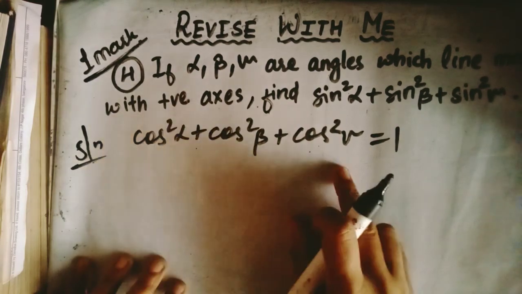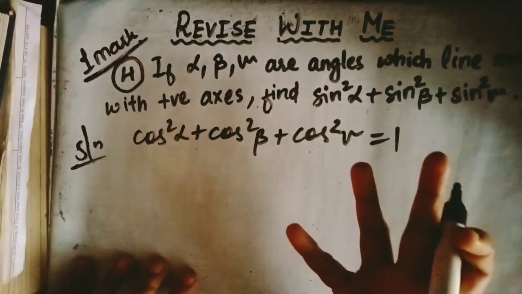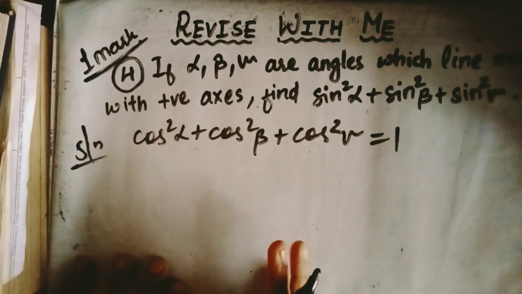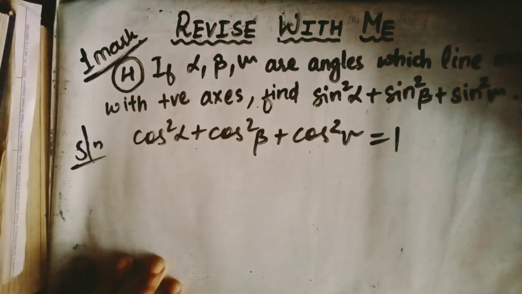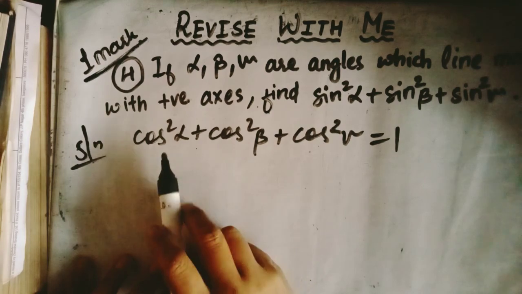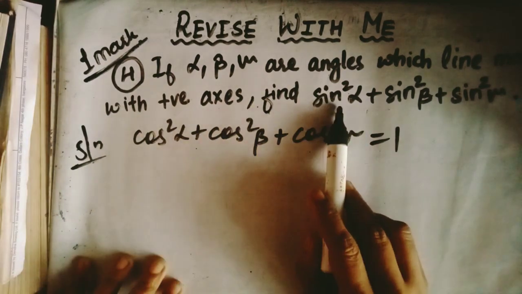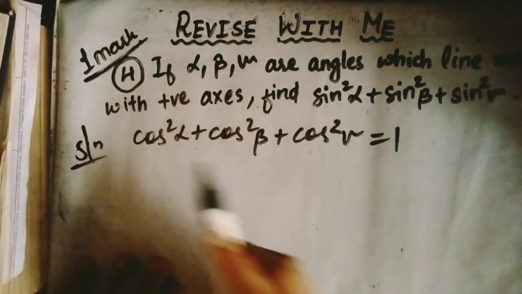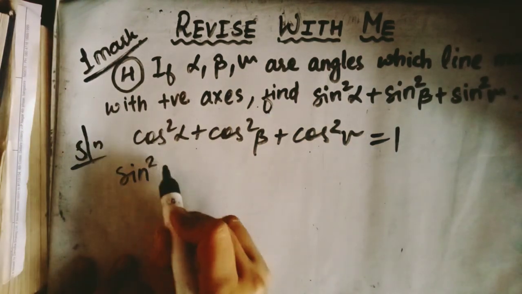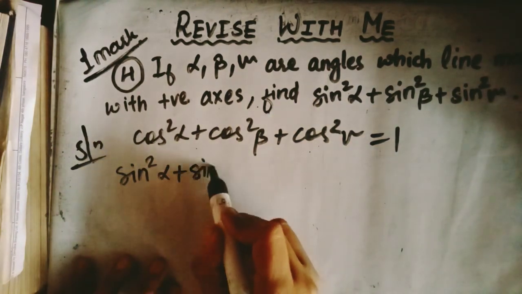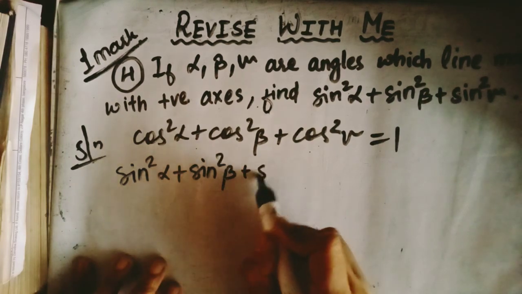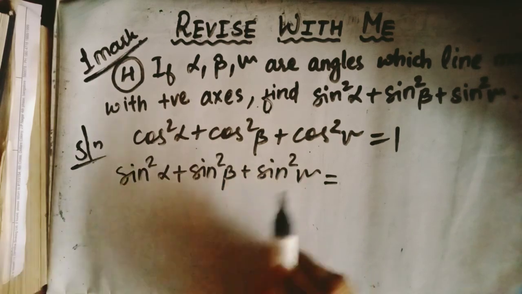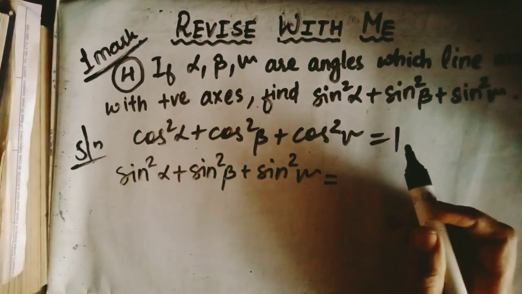So alpha, beta, gamma are the angles, okay, with the direction of the positive axis. A line makes with the positive axis. So using this, we have to find sin square alpha plus sin square beta plus sin square gamma. Now when you take sin square alpha plus sin square beta plus sin square gamma, okay, how you can write this sine in terms of cos?